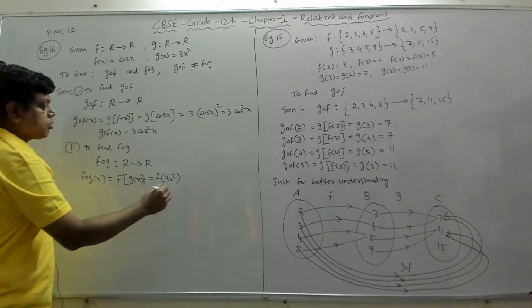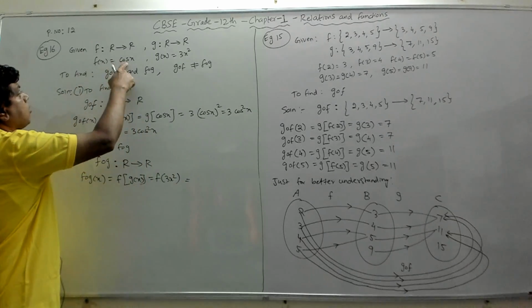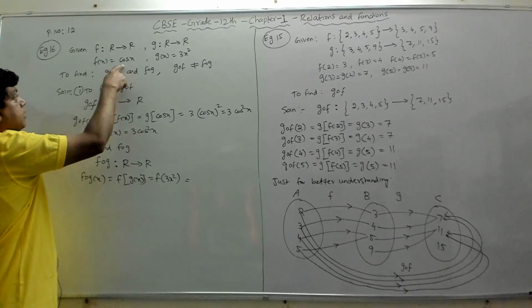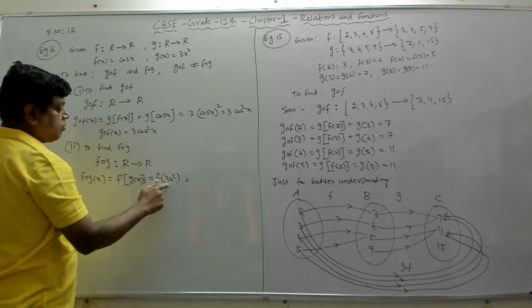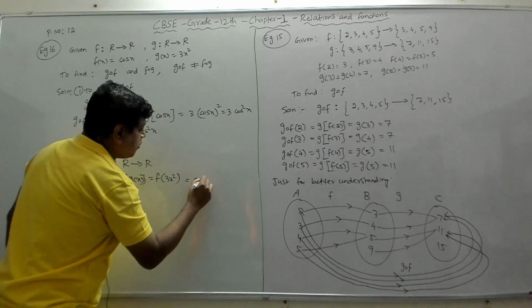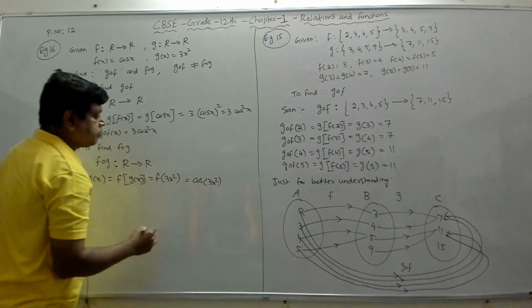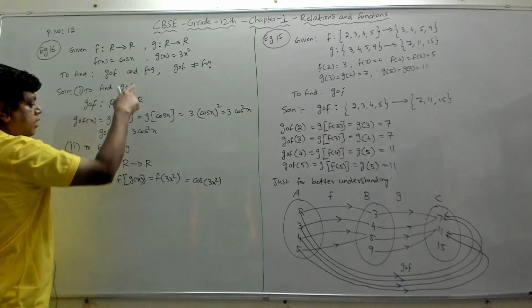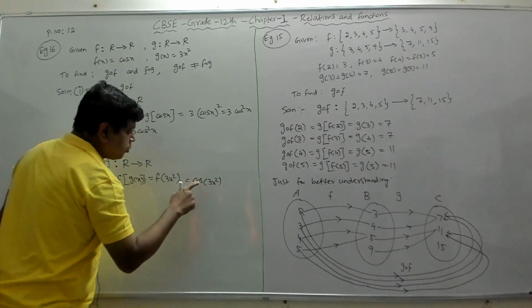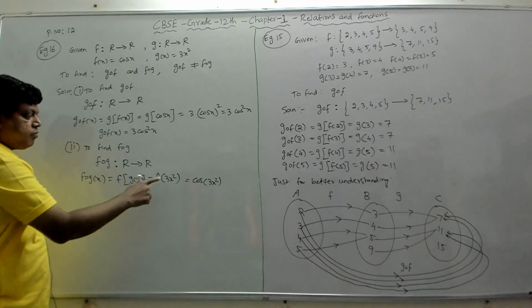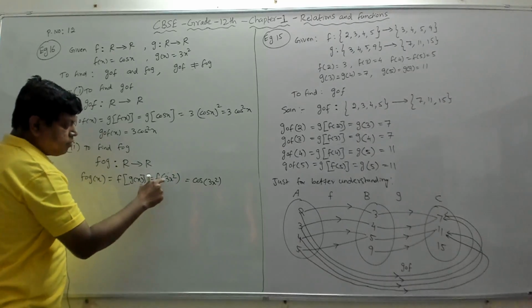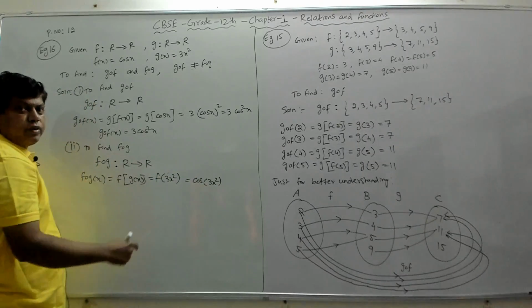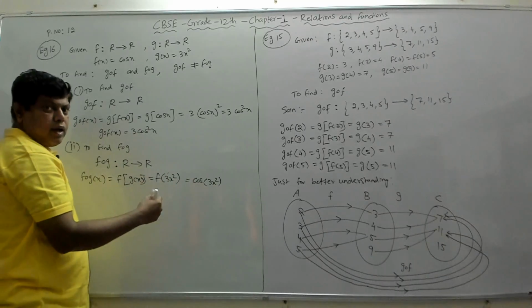Now what is f of 3x square? f of x is what? f of x is cos x. So f of 3x square will be cos of 3x square. f of x means cos x, so if it is x here, I have to put cos x. If it is 3x square, then I should put cos of 3x square. You think of this as x. f of x is cos x, and 3x square should be thought of as x.